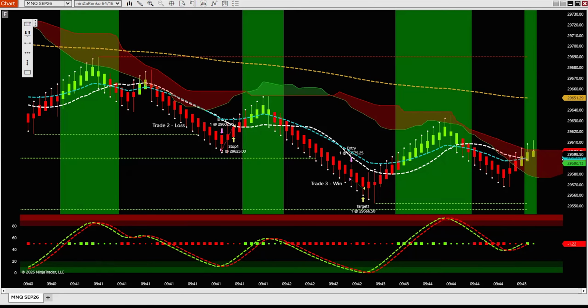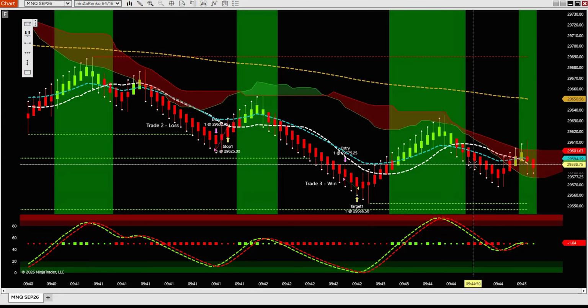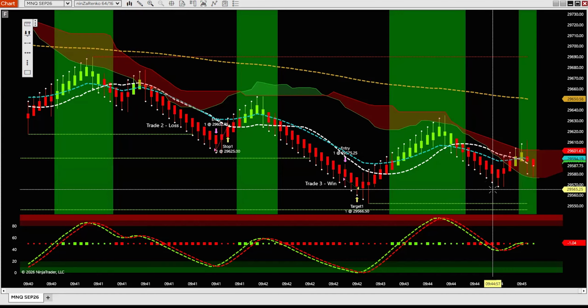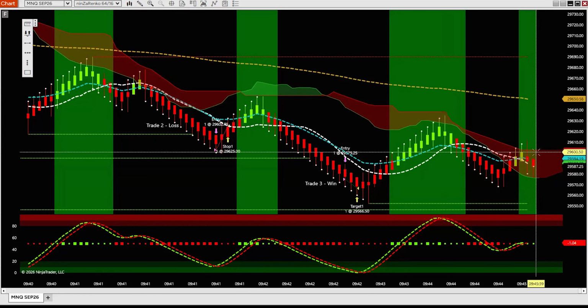All right, 10 points. Should have taken this trade right here. I did not take that. That would have been another win. I would have got in there. 8-8. Would have been another 10-point run right there.